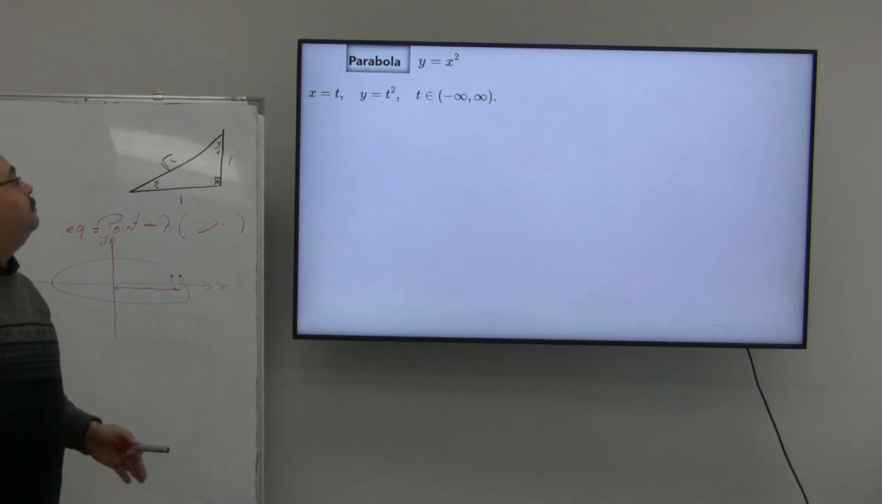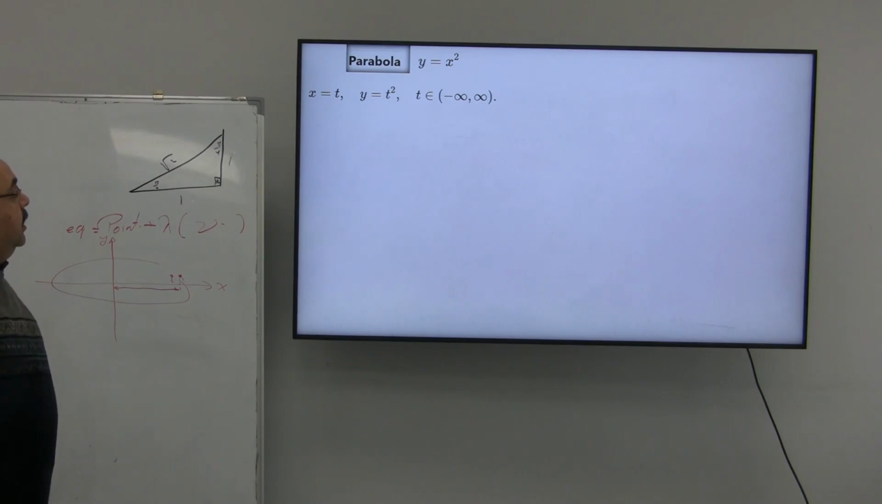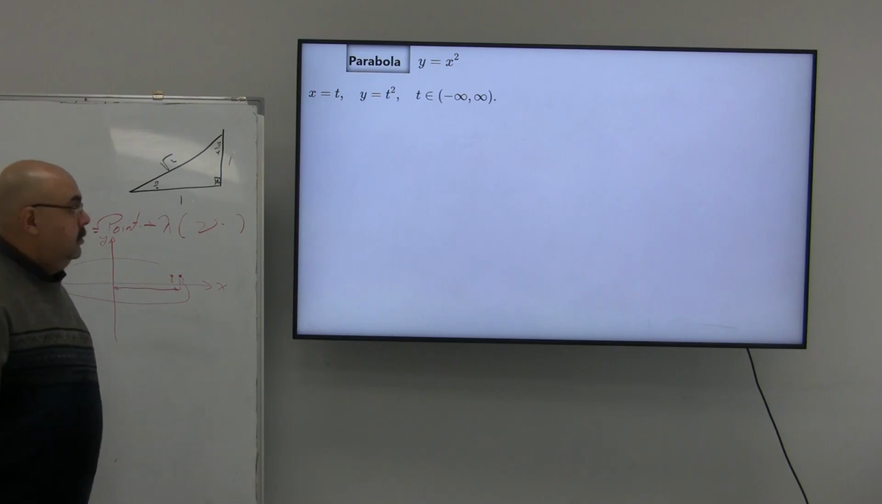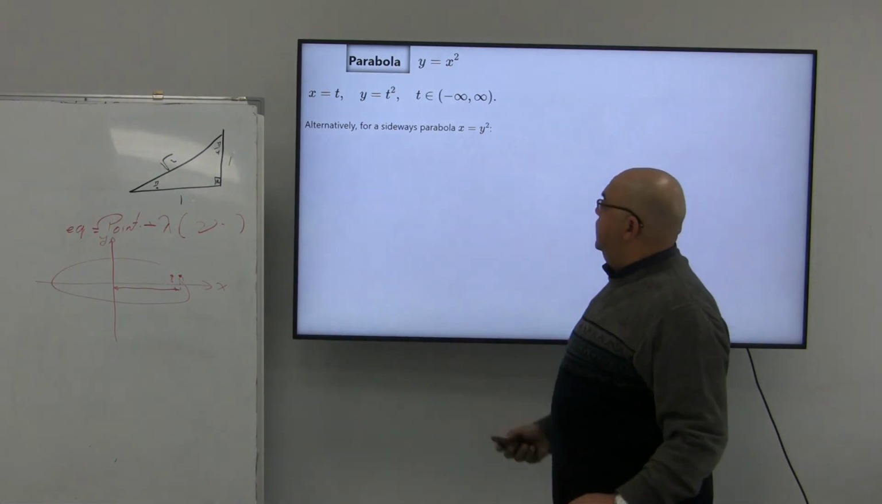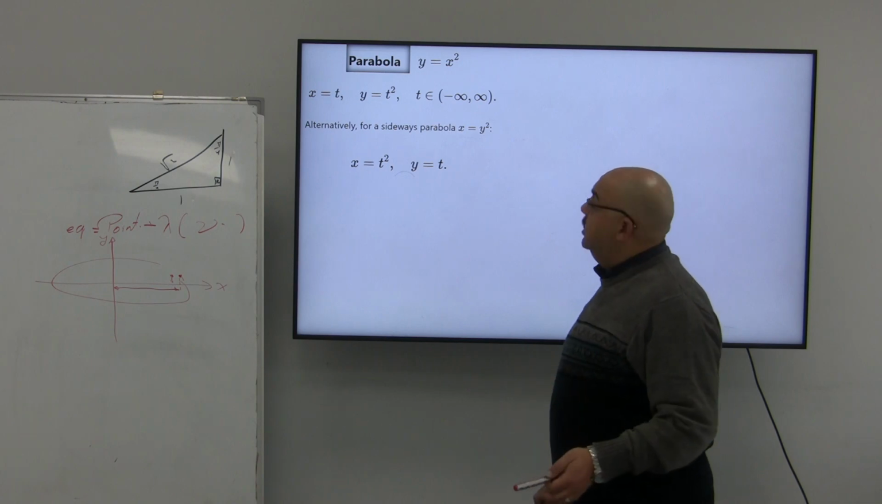It's not so efficient when the equation is simple, because when it's complicated, it makes a lot more sense. For x equals y squared, it's going to be vice versa. You just insert y equals t, and x will be t squared.